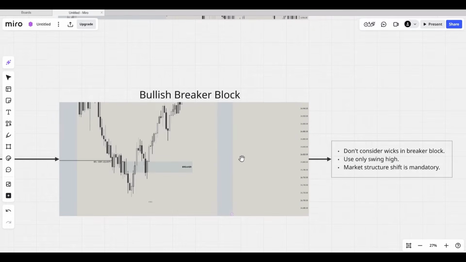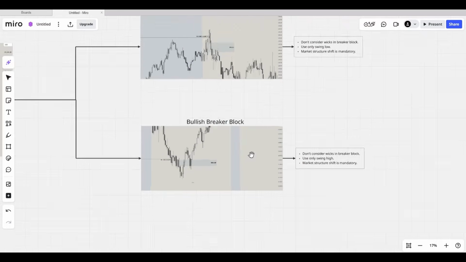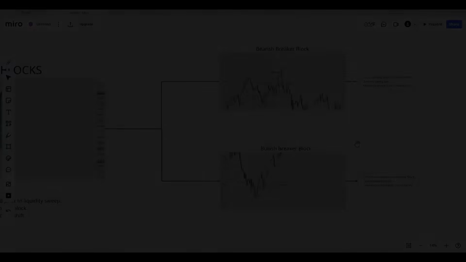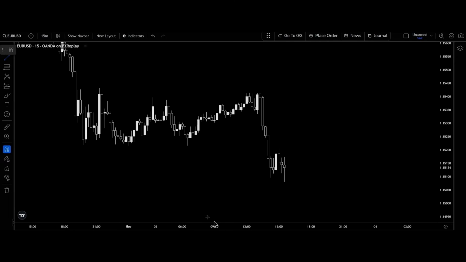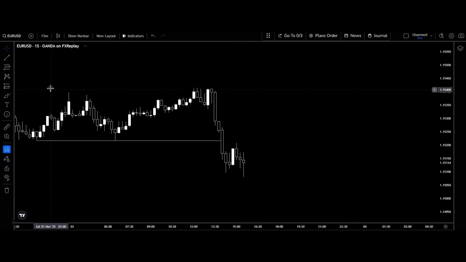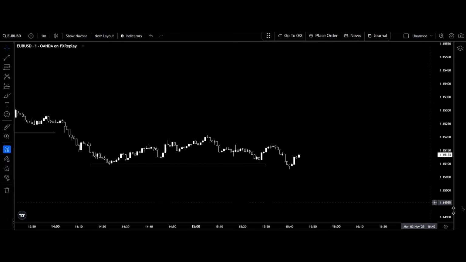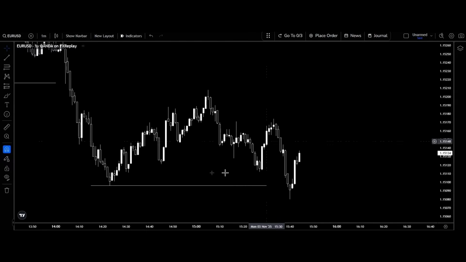Next, we will analyze several chart examples to demonstrate how breaker blocks can be effectively identified and utilized within market structure. Moving on to the charts, we have a 15-minute sell-side liquidity sweep. There's also another liquidity sweep visible on a lower time frame. Now, we'll shift down to the 1-minute time frame, where we will be waiting for a market structure shift.